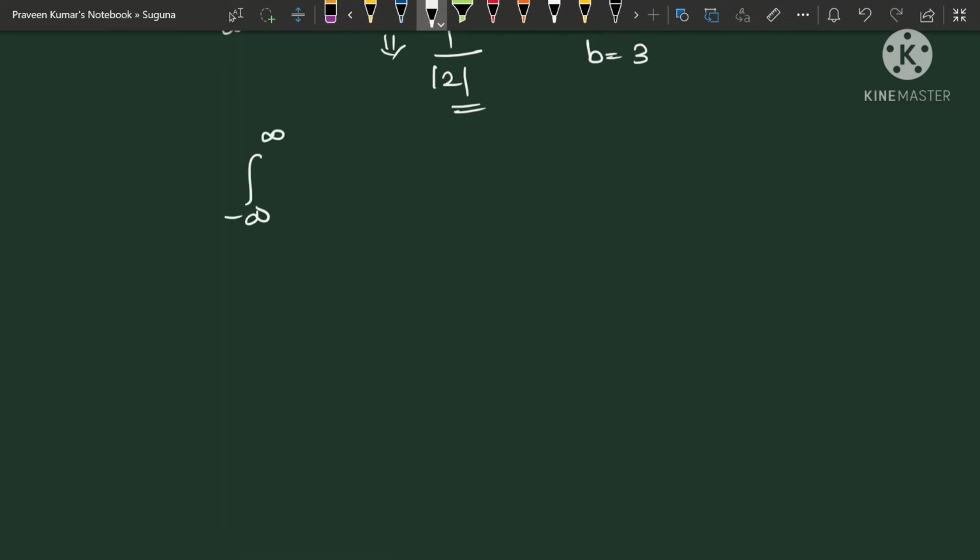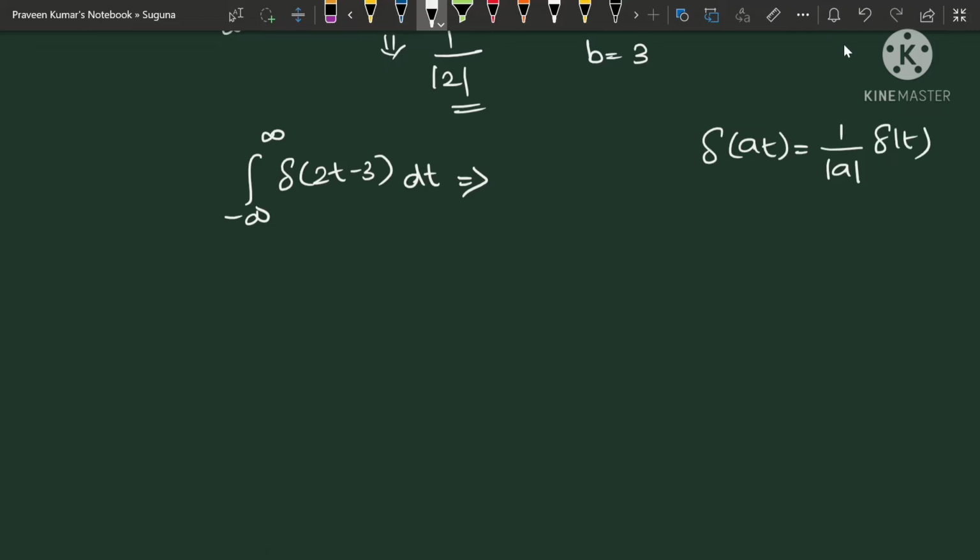integration minus infinity to plus infinity del of 2t minus 3 dt is equal to, you know, del of at, but you should know the scaling property. You must know this. del of at is equal to 1 by modulus of a del of t. So we have to change this into the at format, right? We have to change it into the at format. So what do you do for that? You take 2 outside.